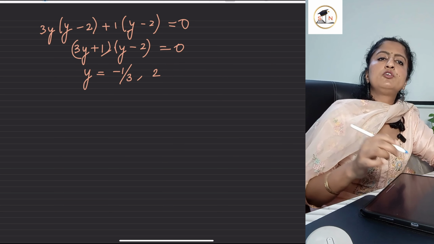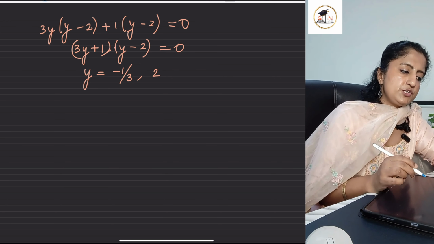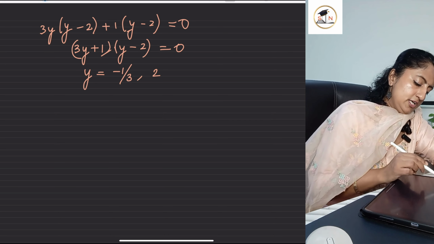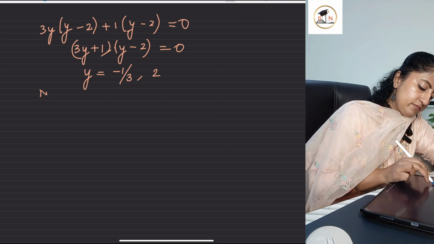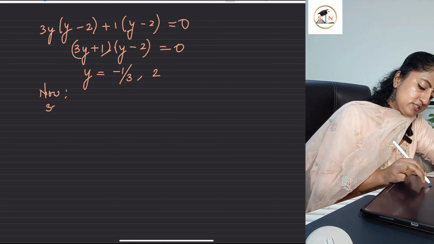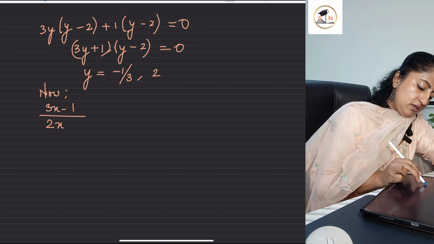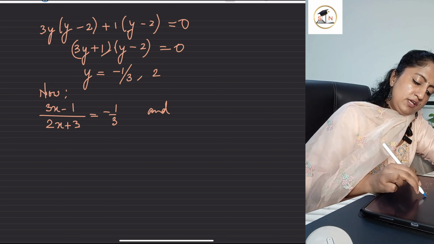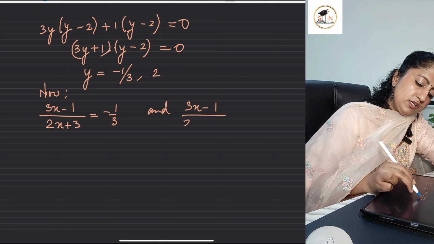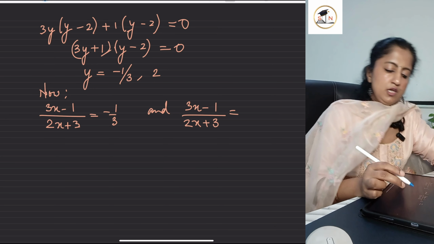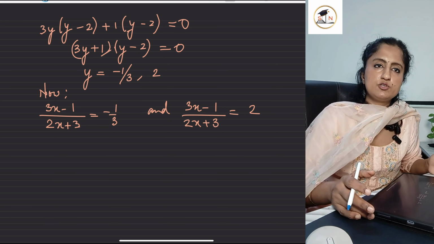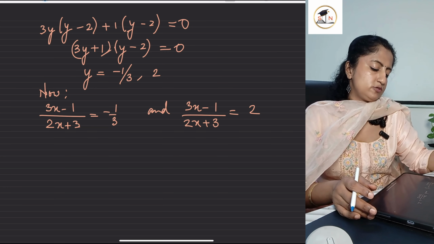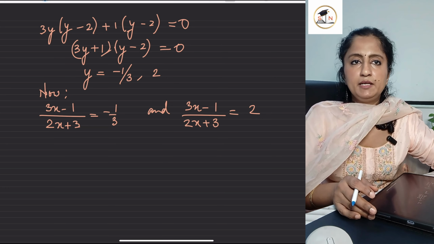And after this, there are going to be two cases, because the expression which we had started with was (3x minus 1) over (2x plus 3), right? So that means now (3x minus 1) over (2x plus 3) equals minus 1 by 3, and (3x minus 1) over (2x plus 3) equals 2. This is how we have formulated two cases, because obviously we need to pick both the values of y and equate with the expression which we had assumed in the beginning, right?